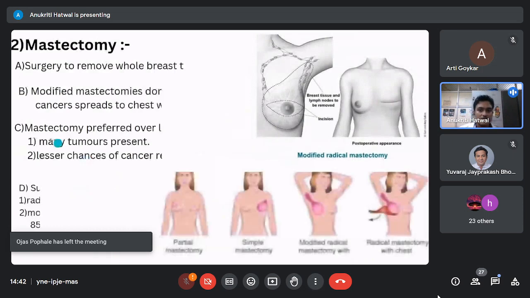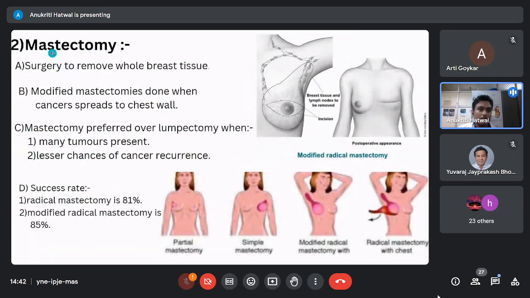Now to the other type of breast surgery. This is called a mastectomy, in which the surgeon removes the whole breast tissue with the fat present beneath it. When multiple tumors are present, the mastectomy is preferred, and there is less chance of recurrence of cancer in mastectomy than the lumpectomy.